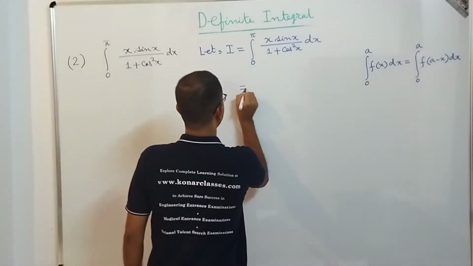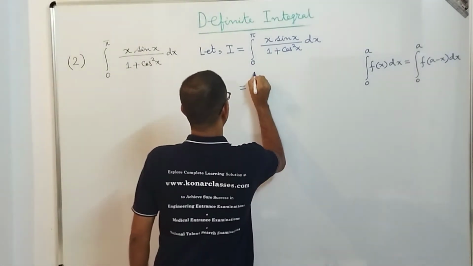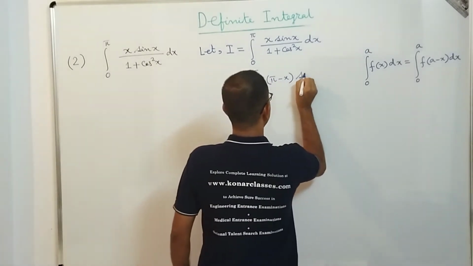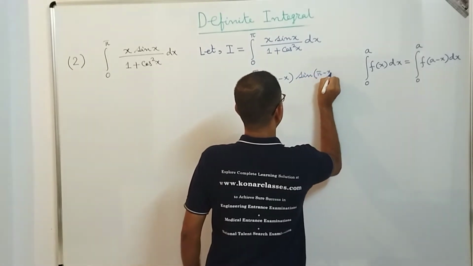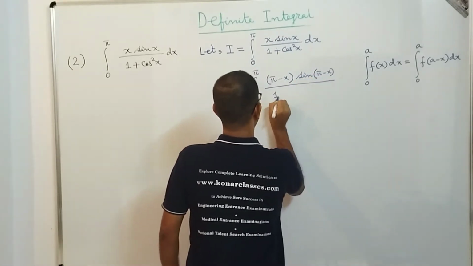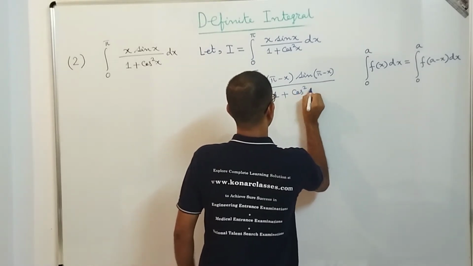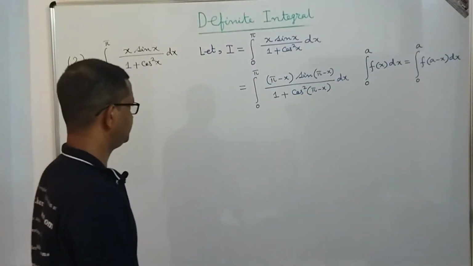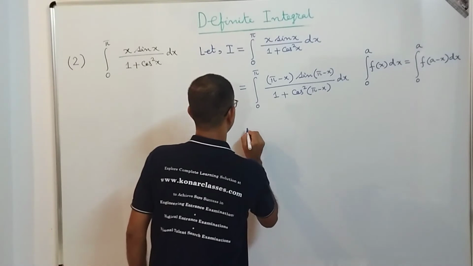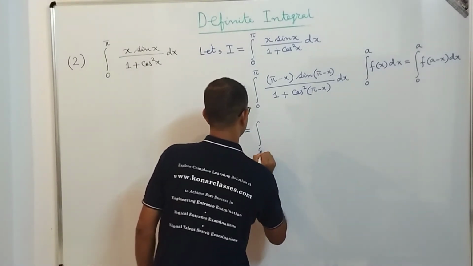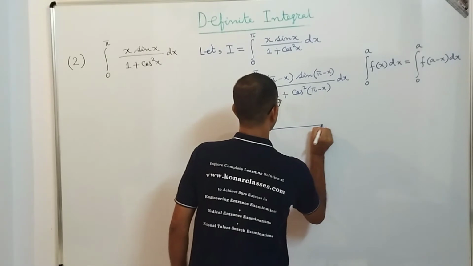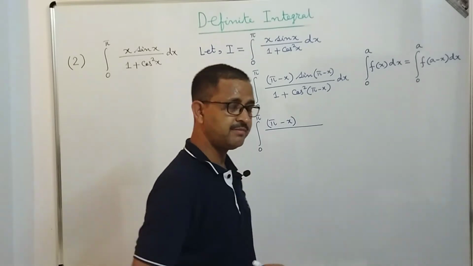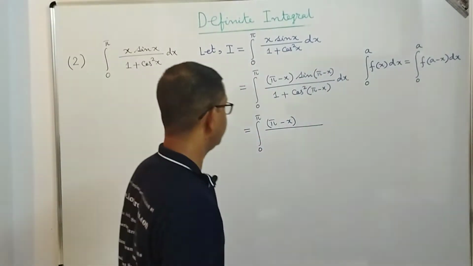So you can apply this property. That is equal to integration 0 to pi minus x sine pi minus x divided by 1 plus cos square pi minus x dx. Correct? So what we are going to get here, dear students? This is equal to integration 0 to pi, we get pi minus x. What is sine of pi minus x? Sine pi minus x is sine x.